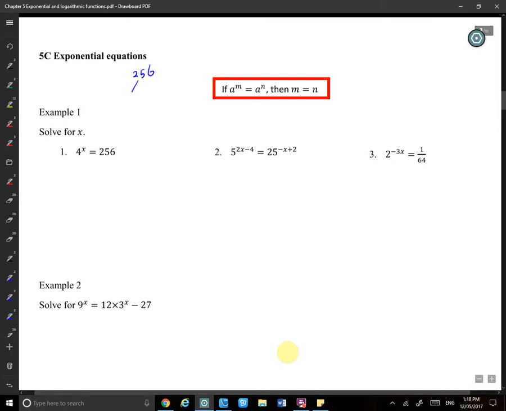Let's have a look at 256. If I divide by 4, that gives me 64. If I divide another 4, that will give me 16. So 16 contains another 4. So 4 to the power of x should equal 4 to the power of 4. Then x will be equal to 4.